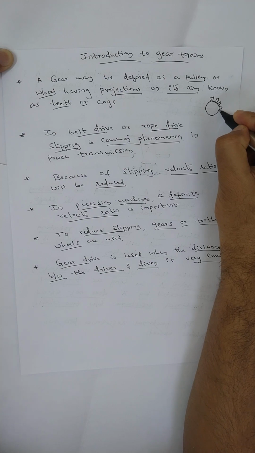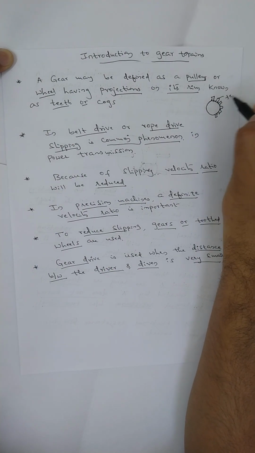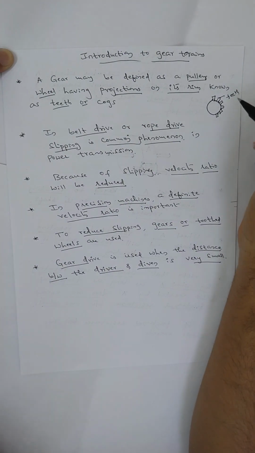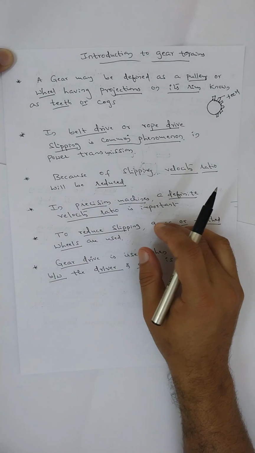Like this, totally on the periphery. So these projections are called teeth. These teeth are helpful to transfer the power. This is how the gear may be defined.